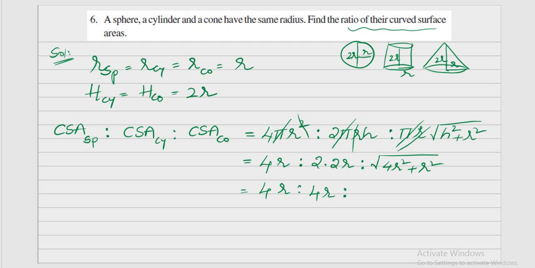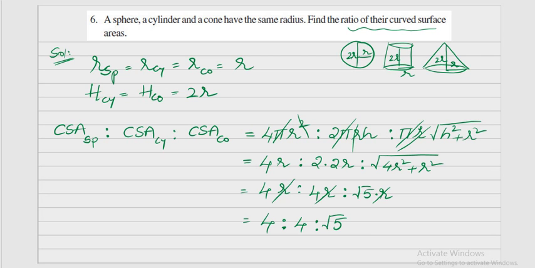So 4r square plus r square is 5r square. So under root, this becomes root 5 into... when I take r square outside the square root, it becomes r. So again I can cancel out r. So from this, what I can say? The answer is 4 is to root 5.